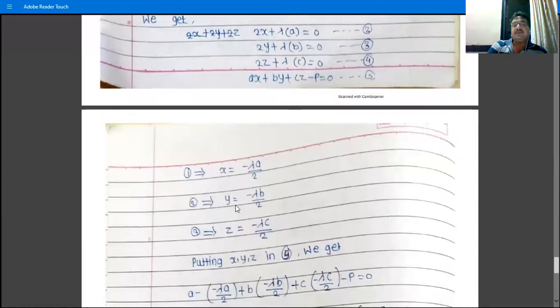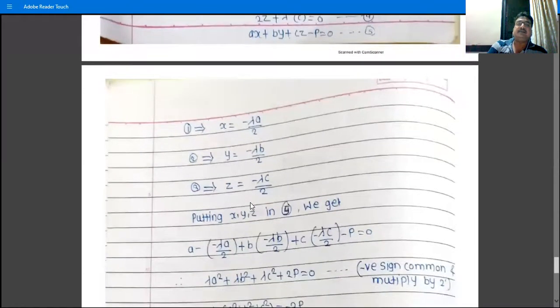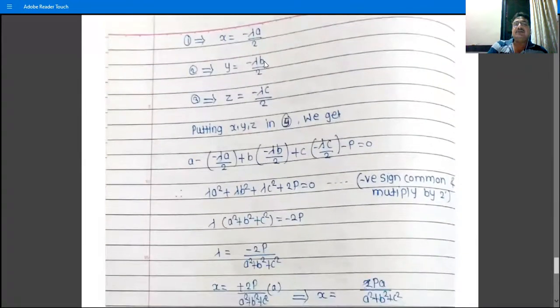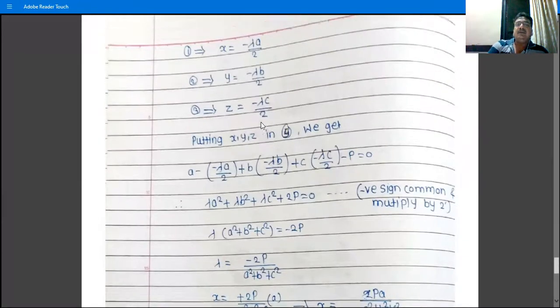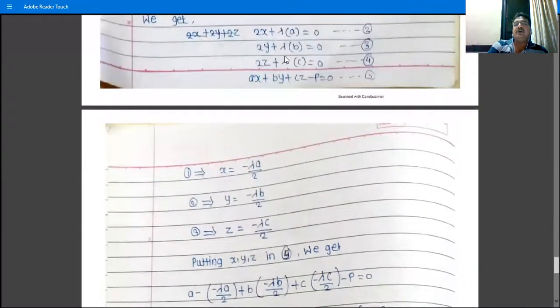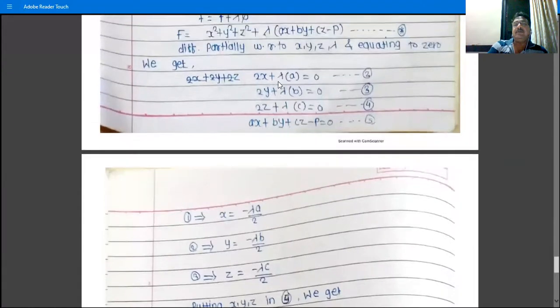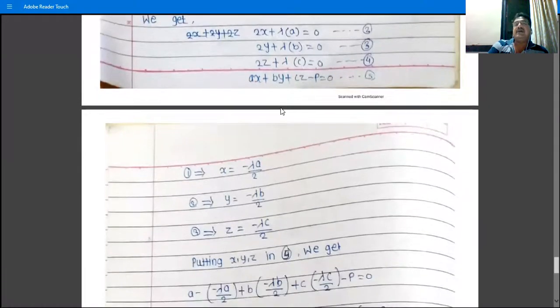That is, we have the values of x, y, z free from x, y, z. The value of x does not depend on y and z, the value of y does not depend on x and z, and the value of z does not depend on x and y. And if we do not have the values free from x, y, z, then there is another procedure, which we will discuss in the next example.